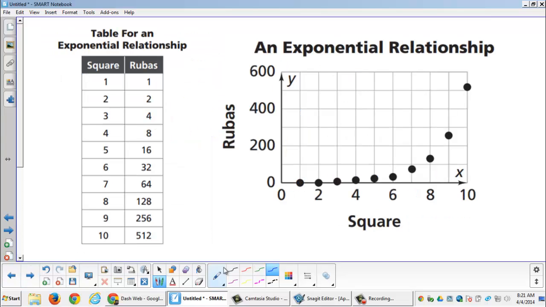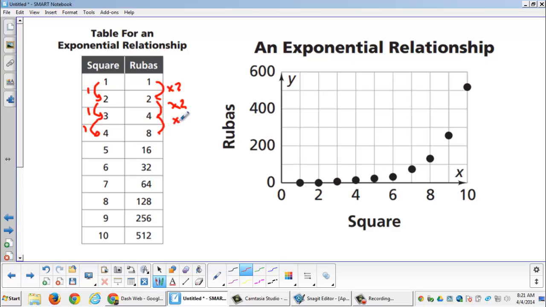The next thing that we talked about was an exponential relationship. And we know that it's highlighted on the graph because it starts to grow rapidly over time. In this case, for each square, the term rubas, it grows. So each time this goes up 1 in our x, or our input, we see that the rubas grows from 1 to 2, to 4, to 8. So each time it is being multiplied by 2 the previous.